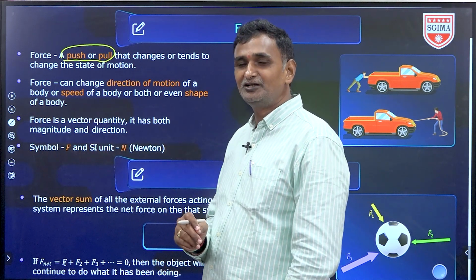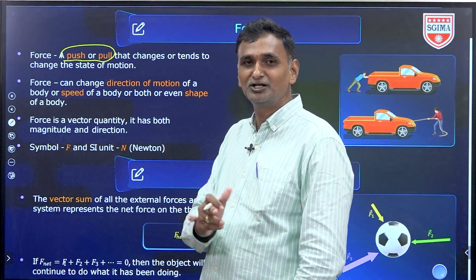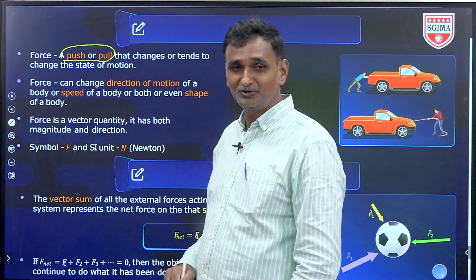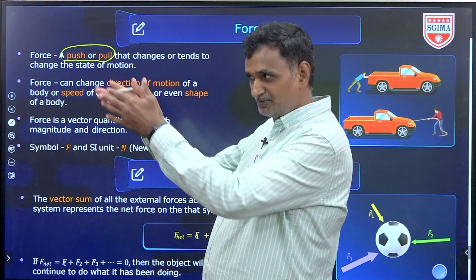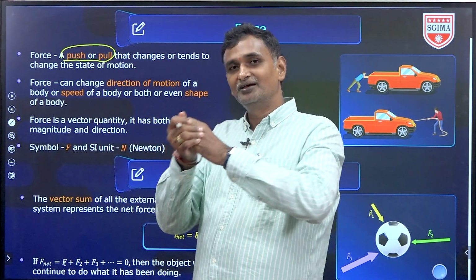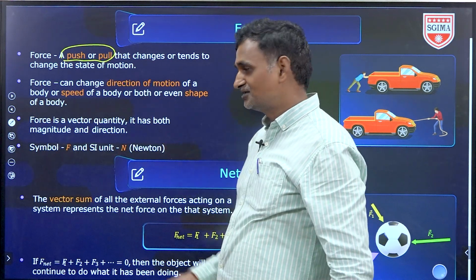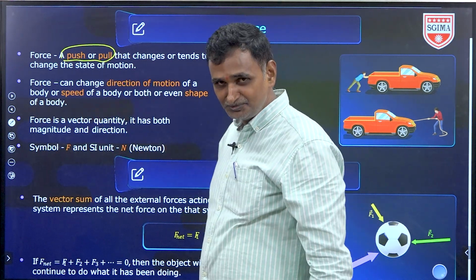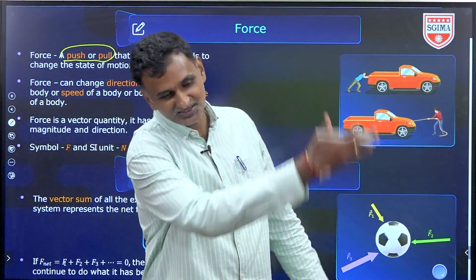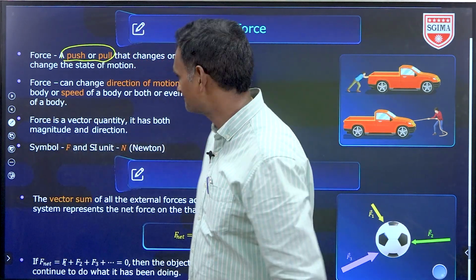Force is an external agent which tends to change the body's state from rest to motion or motion to rest. Next, force can change the direction of motion of a body, which means if the ball is coming from here and we have a bat in hand, and we hit the ball in this direction, the ball's direction will be changed. That is one of the concepts. And the speed of a body also changes: if it is coming with some velocity and we push it in this direction with a greater force, its velocity and speed are going to change.